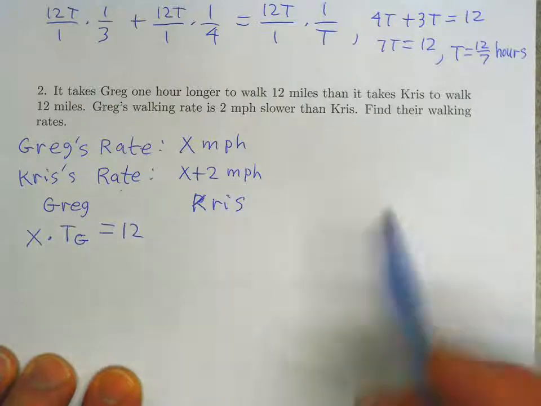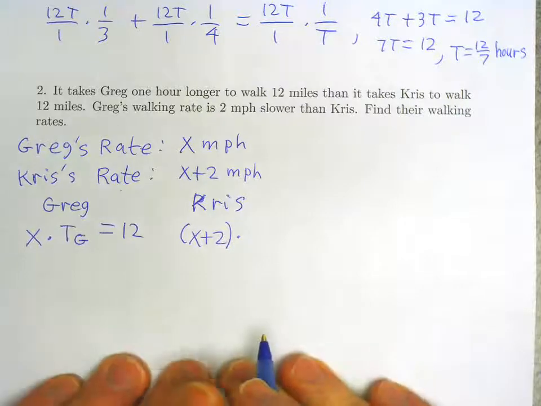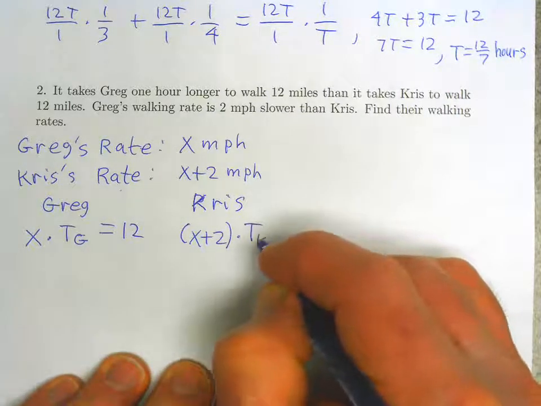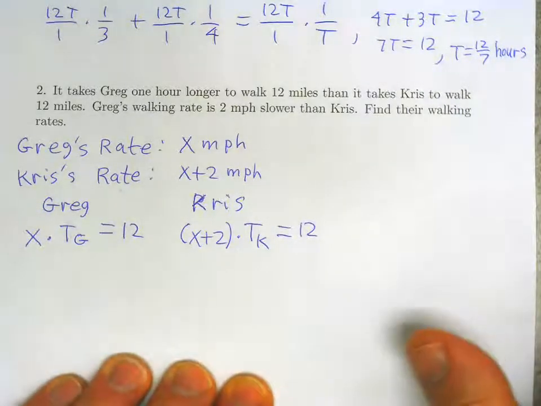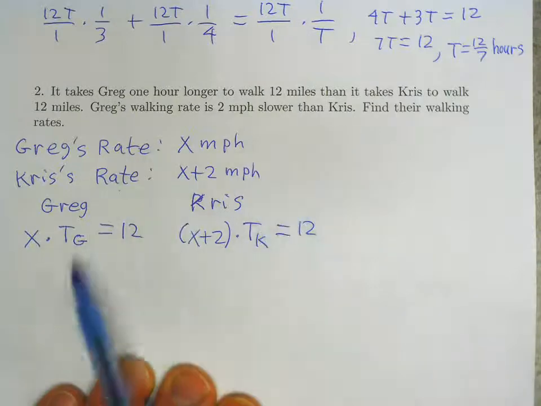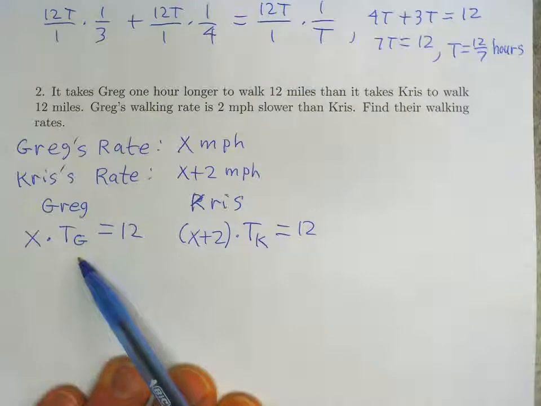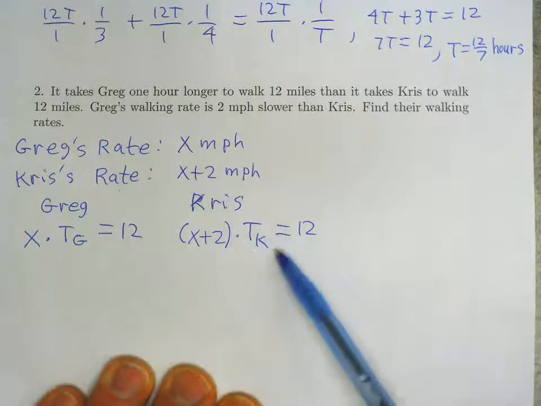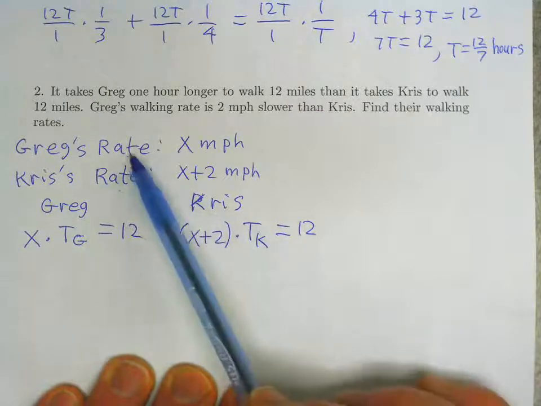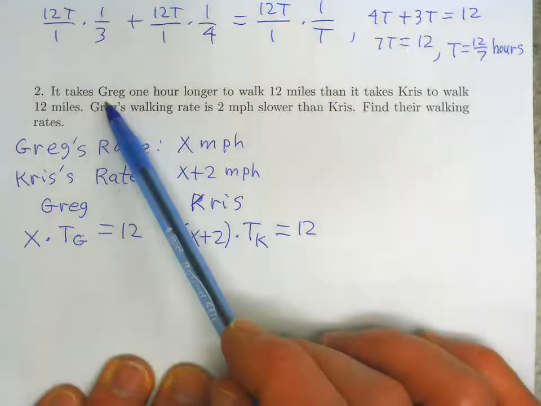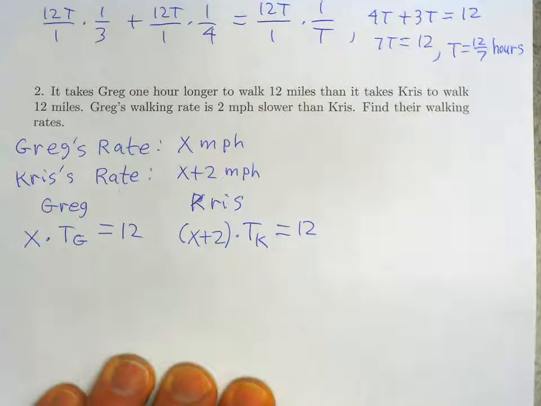And Chris, his rate is x plus 2 miles per hour. And let's use T sub C to represent the amount of time it takes Chris to walk a distance of 12 miles. And then in the problem, we're told how the amount of time it takes Greg to walk 12 miles relates to how much time it takes Chris to walk 12 miles. So we're told in the very first sentence, it takes Greg 1 hour longer to walk 12 miles than it takes Chris.